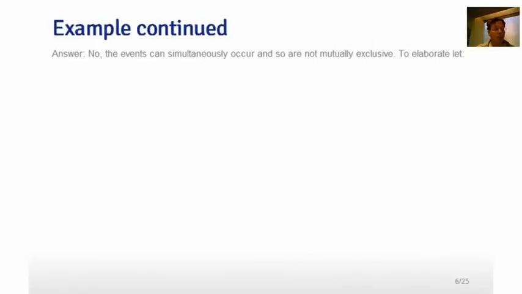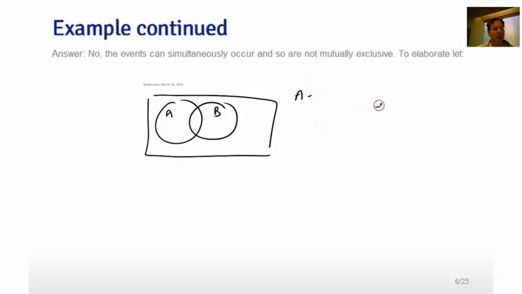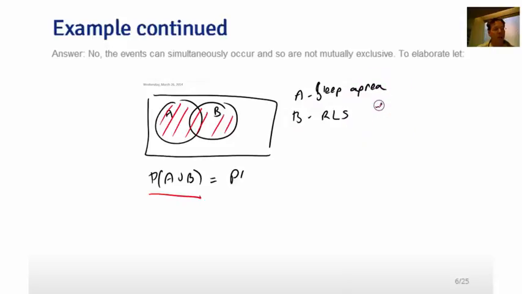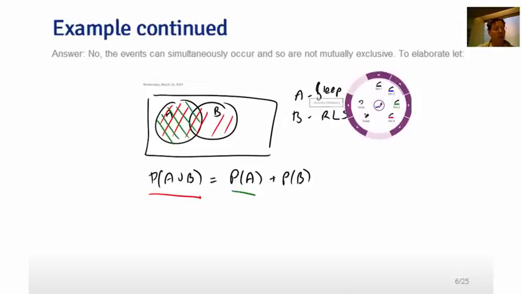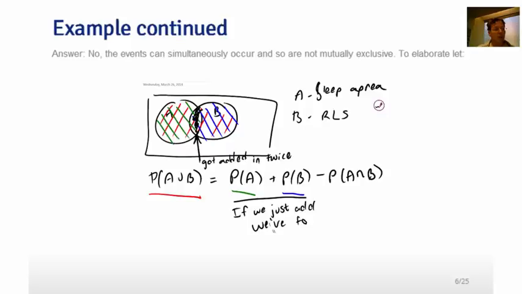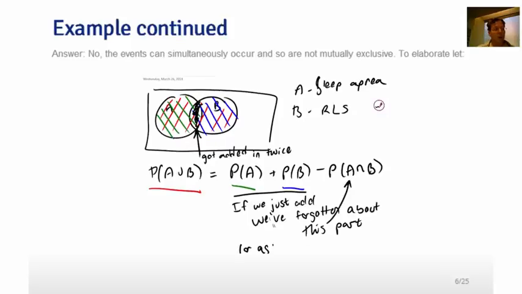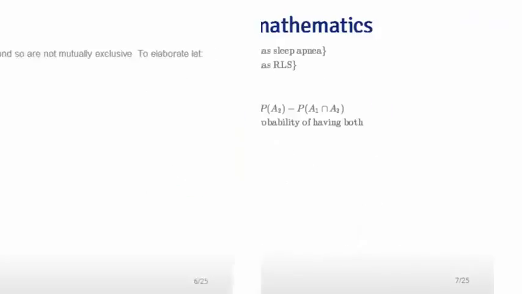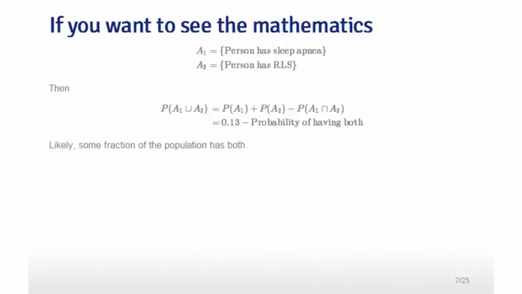The events can simultaneously occur and so are not mutually exclusive. We think that there is a non-trivial component of the population that has both sleep apnea and restless leg syndrome. So to elaborate, let's let A be the event that a person drawn from this population has sleep apnea, and B be the event that they have restless leg syndrome. Here we think this intersection is non-trivial, and so if we were to add the two probabilities, we would have added it in twice, and it would need to get subtracted out to find the probability of the union. In this slide, I simply show you the notation.